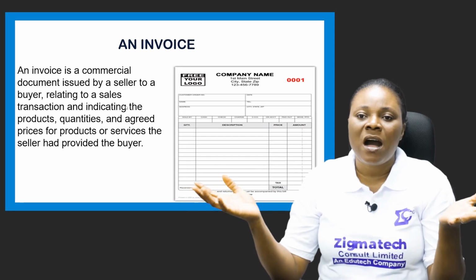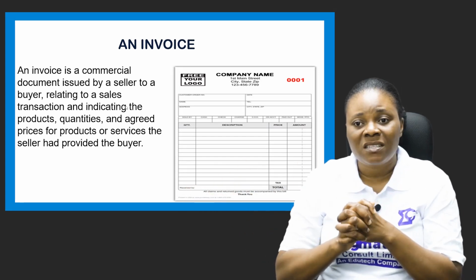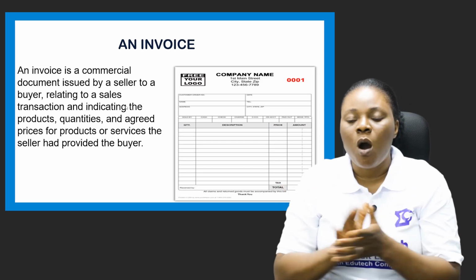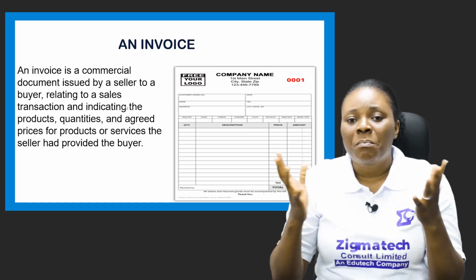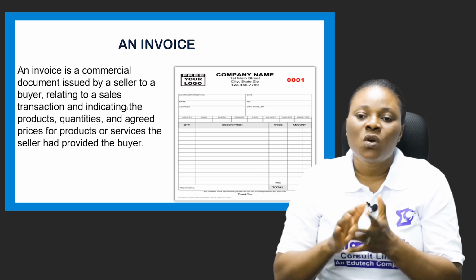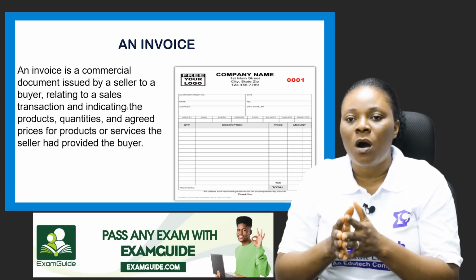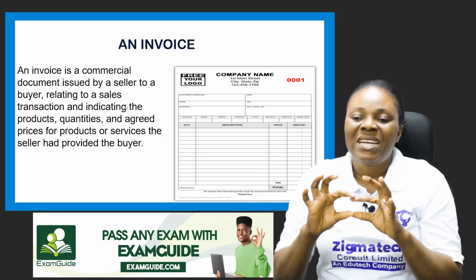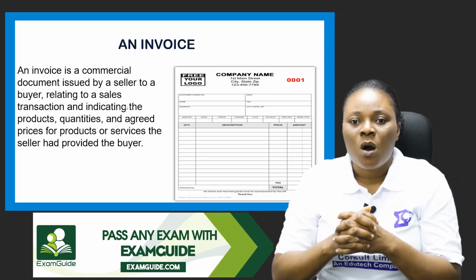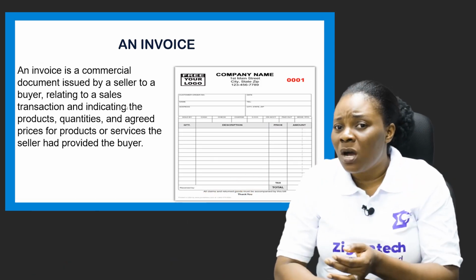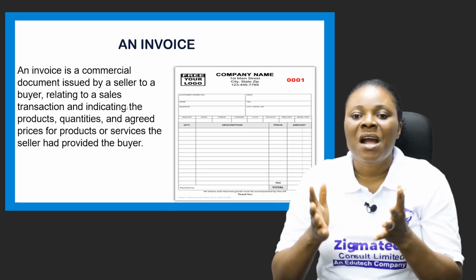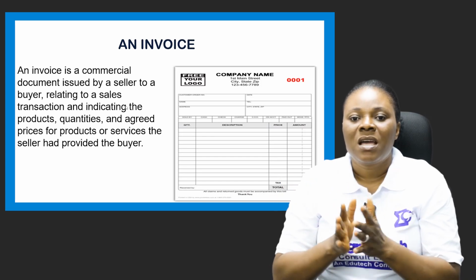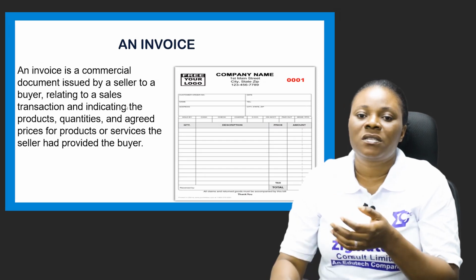What are the items found on an invoice? Remember I said on the invoice you have a comprehensive summary of what the buyer has bought or what the buyer has ordered for. So on the invoice you have, of course, the name of the buyer, also the name of the seller. On it you also have the type of product bought, the quantity bought, and the agreed price for the product. All these are written on an invoice.